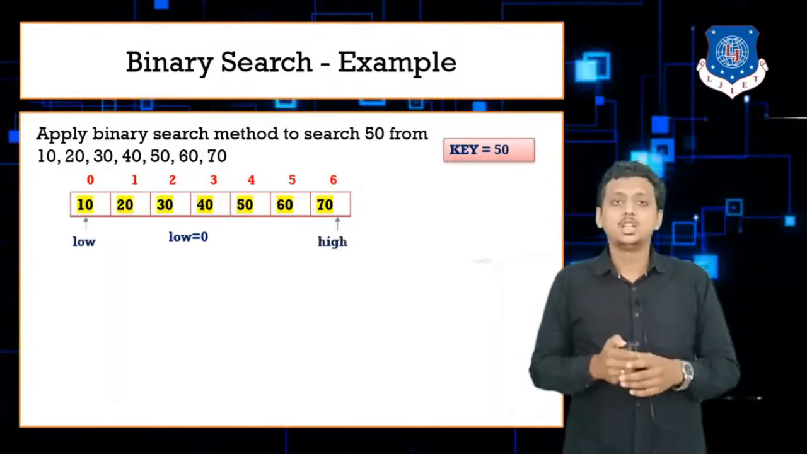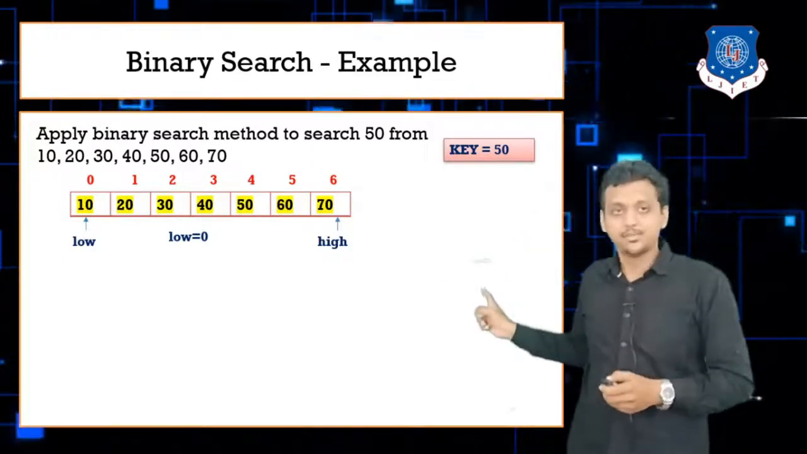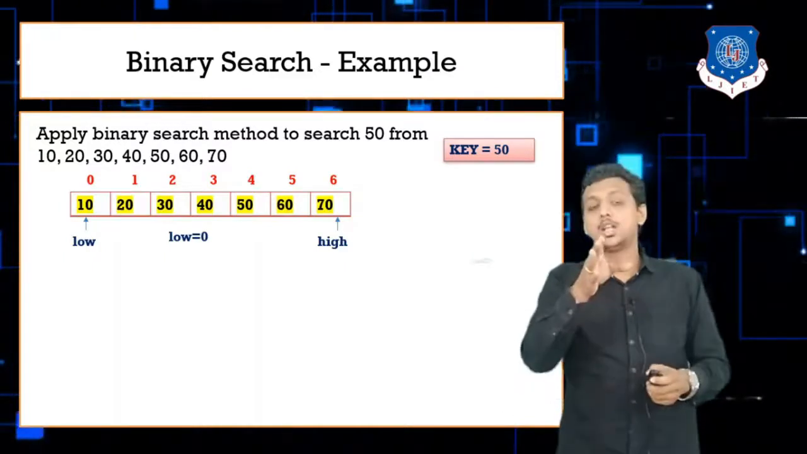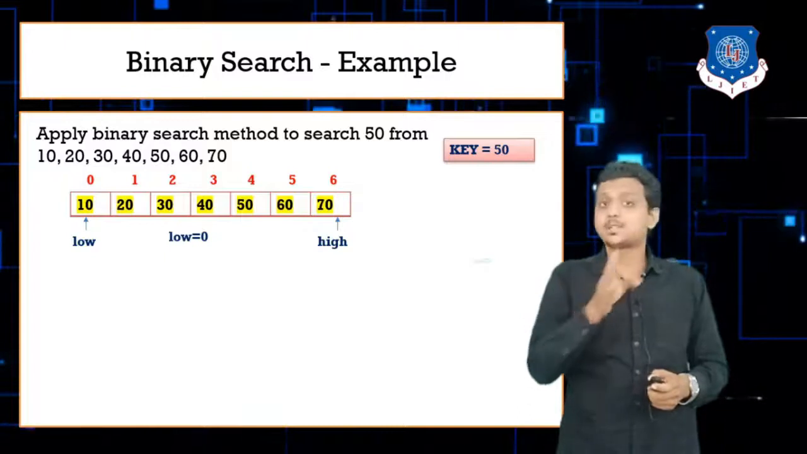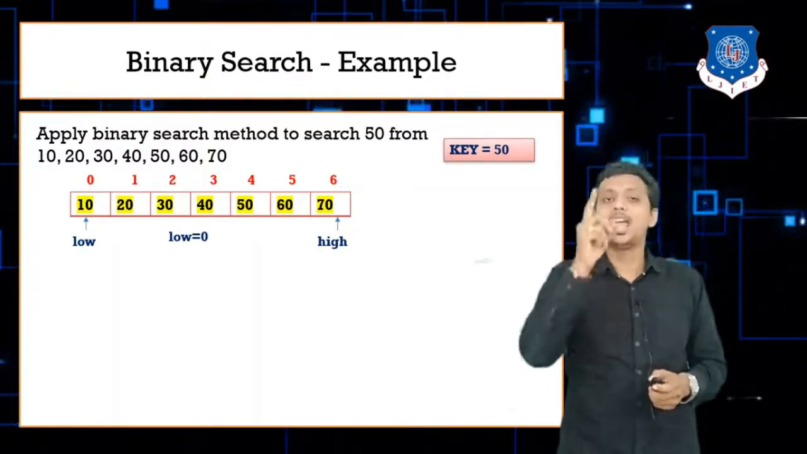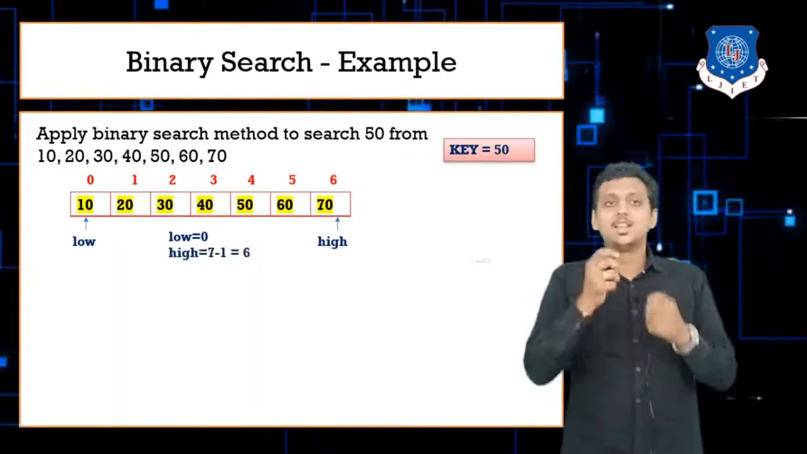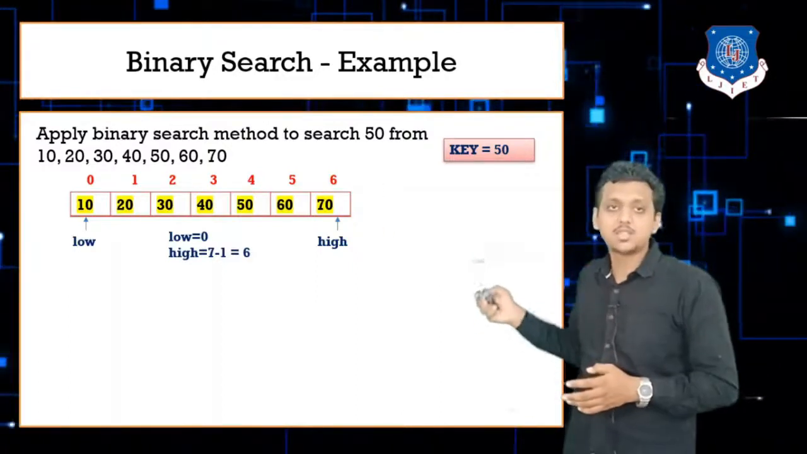See, here the low is at 0, high is at 6. So what is the value of your m? m becomes low plus high by 2, that means 0 plus 6 by 2, that means 3. So your m must be at 40, that means the third index. Here low is at 0, and high, that means 7 minus 1, is equal to 6.